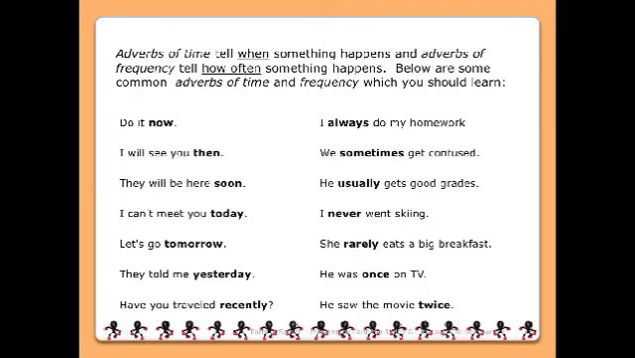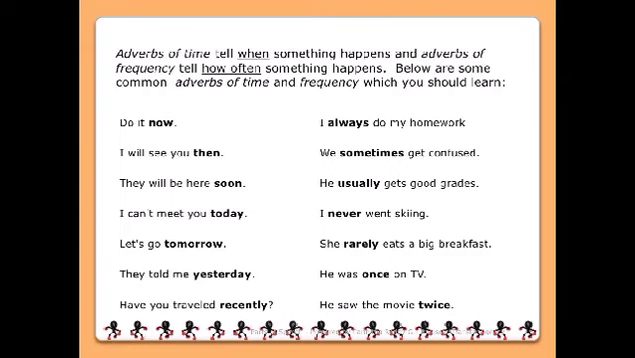Anyways, adverbs of time tell when something happens, and adverbs of frequency tell how often something happens. These are the two different categories. Below are example common adverbs of time and adverbs of frequency. Do it now. Now is the time. Then, soon, today, tomorrow, yesterday, recently. Those all depict the time. But always, sometimes, usually, never, rarely, once and twice are the adverbs which refer to how often something happens.